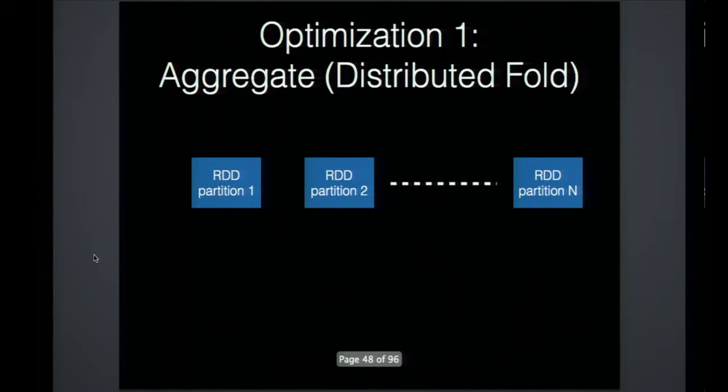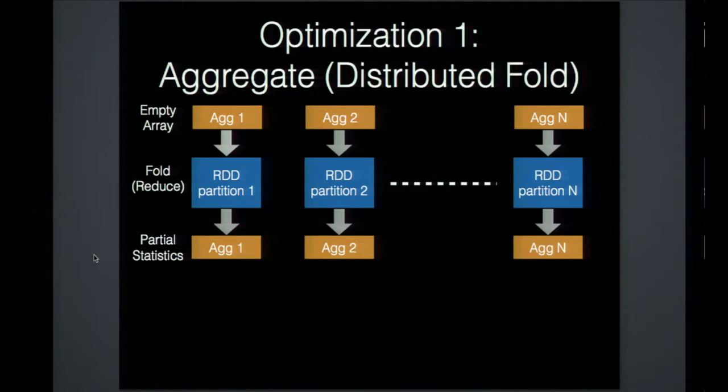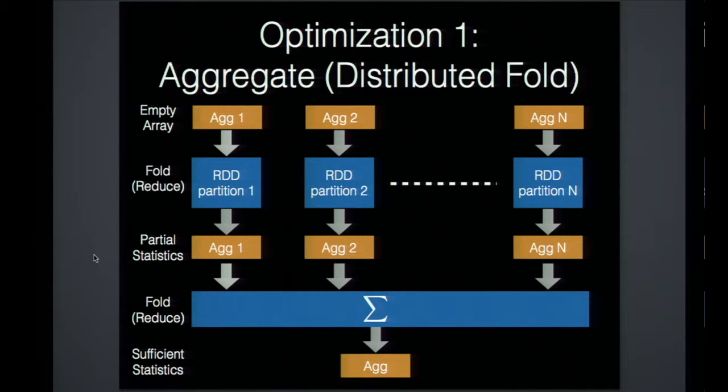So in order to do that, what we did was we took our training data, which was spread over multiple partitions over many machines, and we created aggregated partial statistics on each of these partitions. So we start with an empty array, we go through an instance and update the split statistics for every split candidate, and we come up with the partial statistics, and then we combine them to come up with the sufficient statistics. So what are these sufficient statistics?